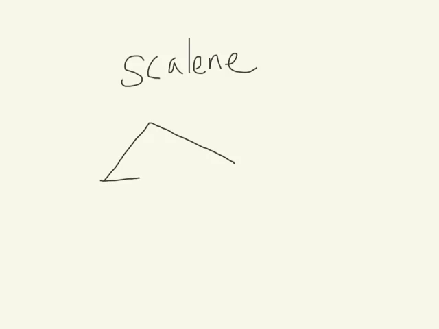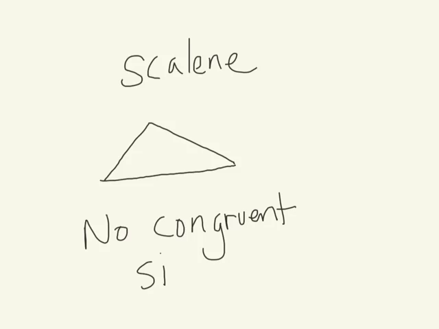The final one we're going to talk about today is the scalene triangle. And a scalene triangle has no congruent sides. So, those are the 3 triangles that are classified by the sides they have.